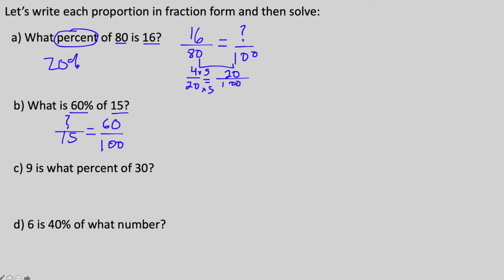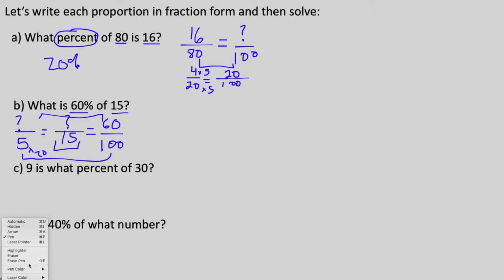Now, again, I have to reduce this. So I can reduce this, and this is going to be divided by 3, right? And I still don't know what this is. But if I divide 100 by 5, this is multiplied by 20. So I'm going to divide the 60 by 20, and that is going to give me 3. So my answer here is 3.